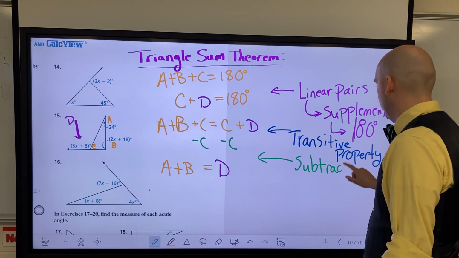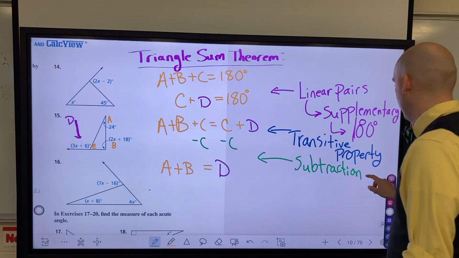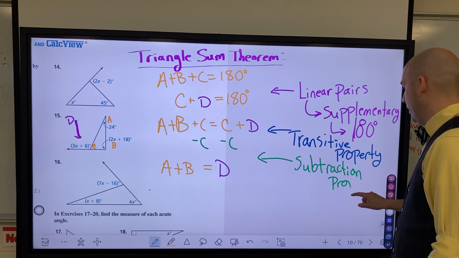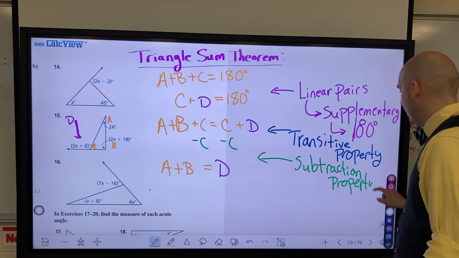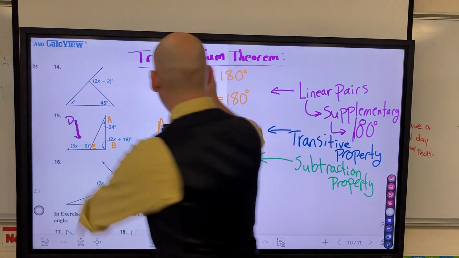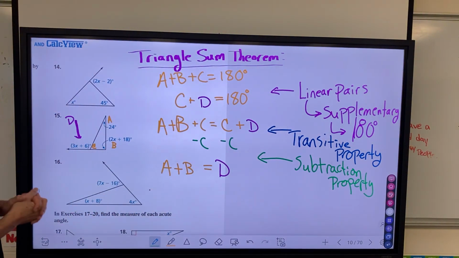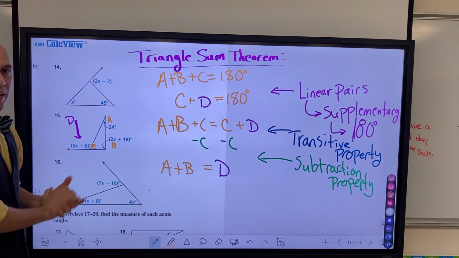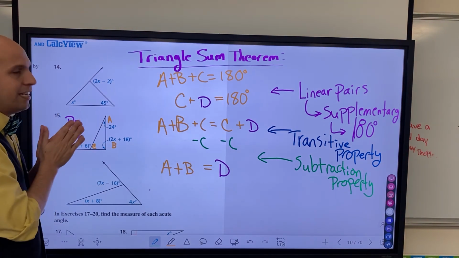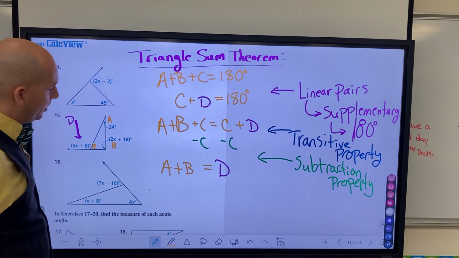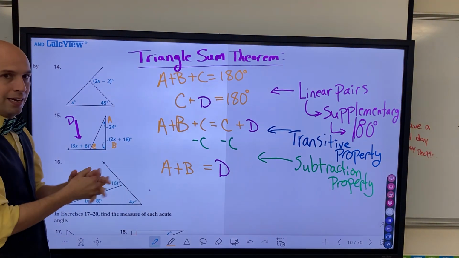Okay? All these properties are ever present in algebra and geometry. They just keep coming up over and over and over again. You have to learn them. And even when you go to college, they don't go away. They are there in calculus. They are there in linear algebra. They are always there. Okay?